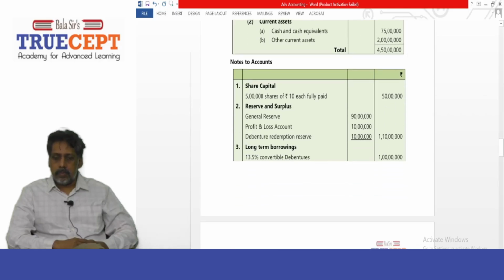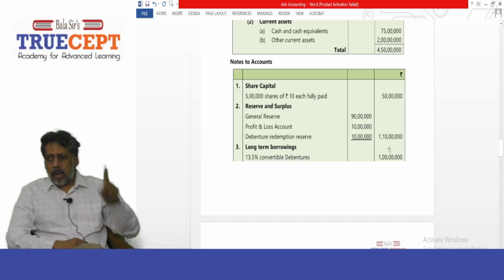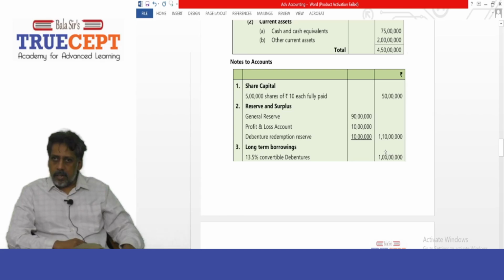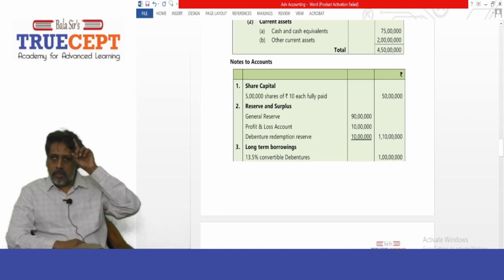Notes to accounts. Share capital: 5 lakh shares of rupees 10 each, fully paid up, 50 lakh. Reserves and surplus: general reserve 90 lakh, profit and loss account 10 lakh, debenture redemption reserve 10 lakh. Remember, the debenture redemption reserve is a reserve that is created the minute the debentures are issued, just to show that you have the intention to repay the debenture holders.